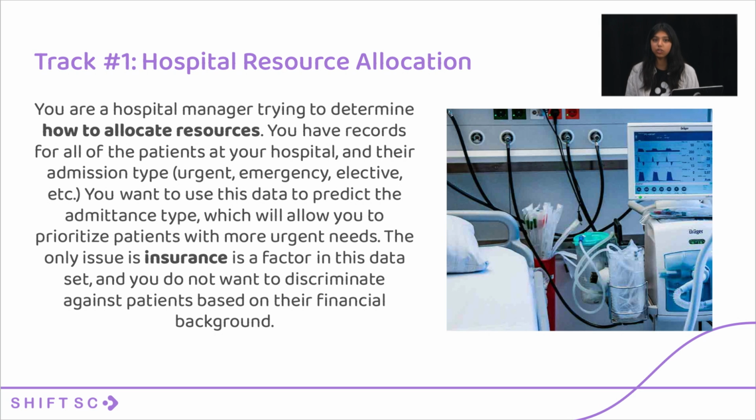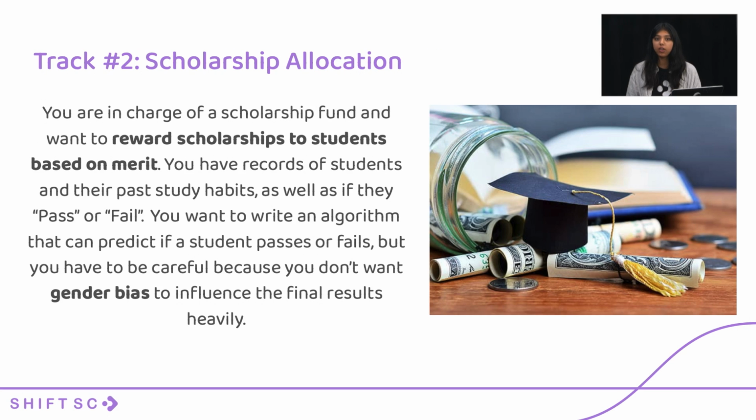For the second track that we have for you, we have the scholarship fund. You're in charge of a scholarship fund and you want to make sure that you're distributing the scholarship money to students that truly deserve it based on their merit. So once again, you have a record of all the different students as well as their performance in classes and outside of school. You want to basically create an algorithm that can predict whether they pass or fail a class, simply because you don't want to hand out the scholarship to someone that doesn't deserve it.